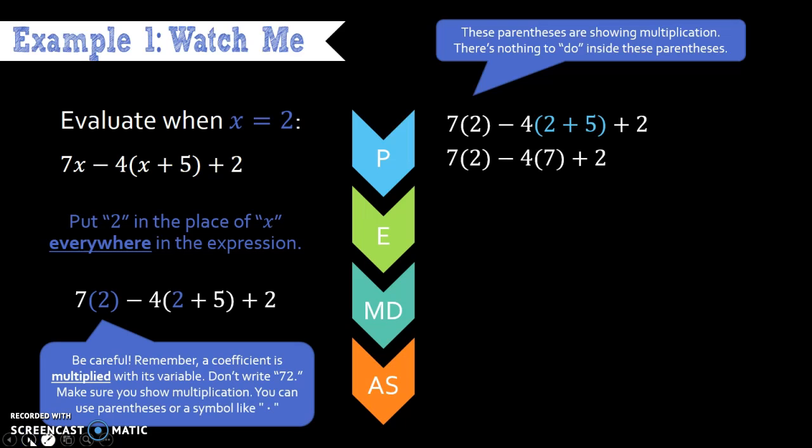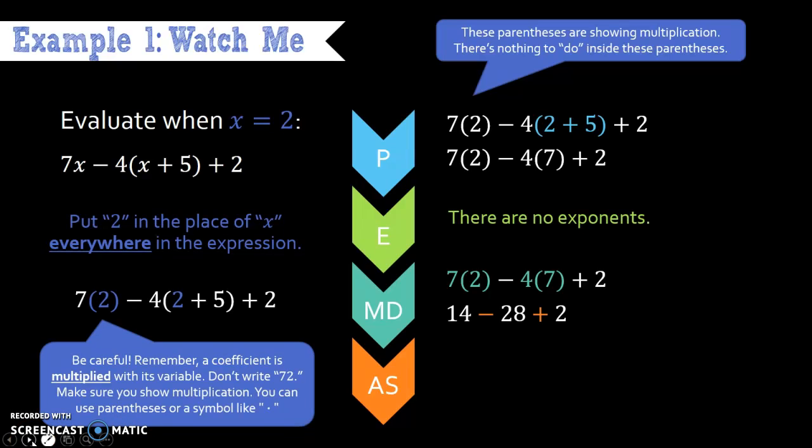That becomes a 7. Now I'm going to look for any exponents. I don't see any. So we move down the order of operations. We're going to do multiplication and division in order from left to right. The multiplication that I see is the 7 times 2, and then I also have a 4 times 7. 7 times 2 is 14, 4 times 7 is 28, and now I see that the only thing I have left is addition and subtraction, but I work that in order from left to right. So we're going to do 14 minus 28 first, followed by plus 2. Our final answer for evaluating this expression would be negative 12.